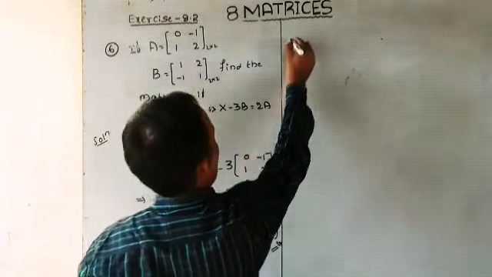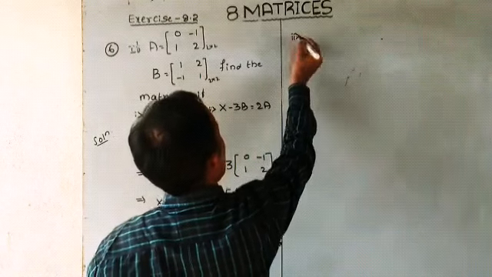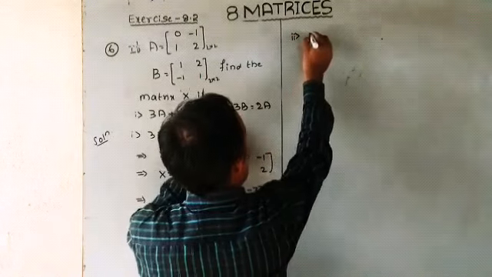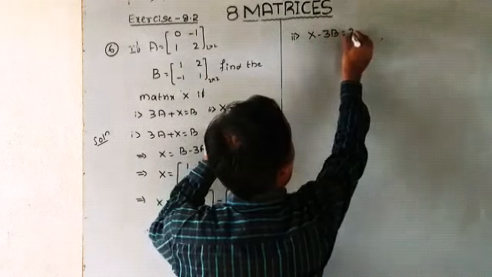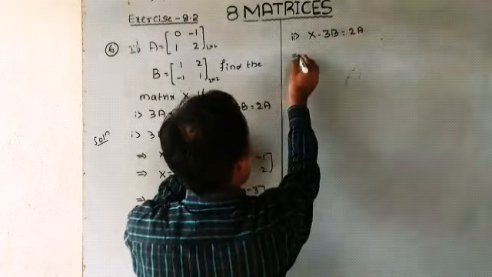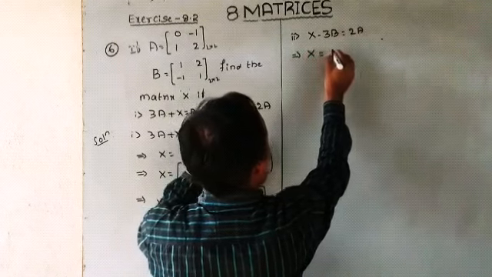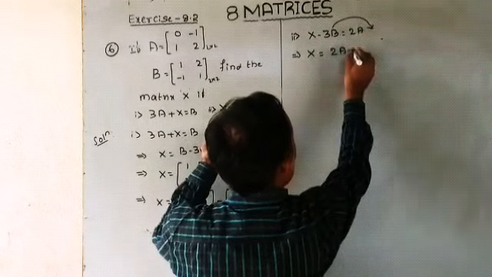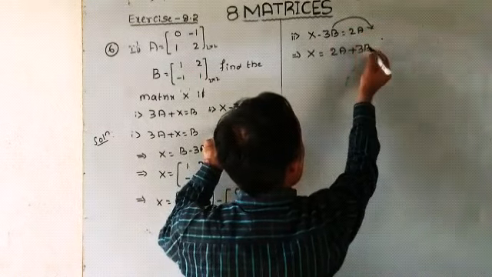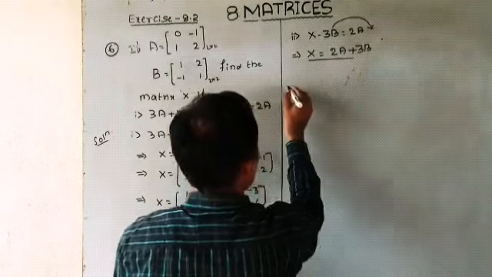Next, the second one. Second relation: X minus 3B is equal to 2A. Which implies X is equal to 2A; let's take this one across, it will become plus 3B. Yes, this is very important.